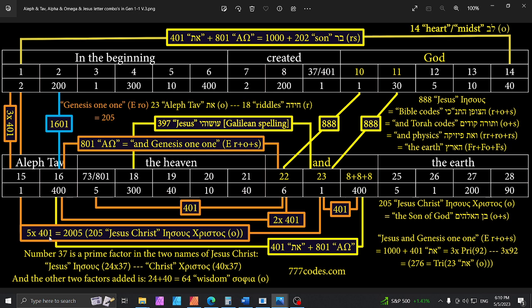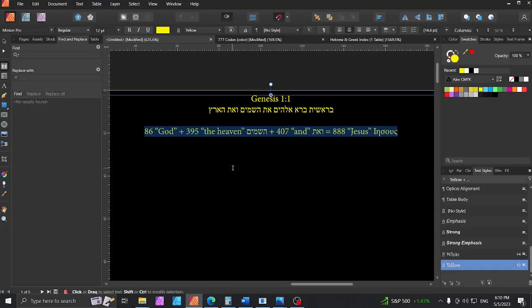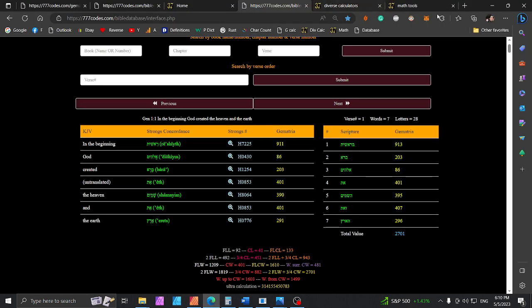And if you take the ordinal value of Aleph and Tav, the center word of this verse, the first and last letters of the Hebrew alphabet, you will get 23. And all letters from 1 to 23 is 5 times Aleph and Tav. And the reason it's 5 times Aleph and Tav is because you find it in the word combinations of this verse.